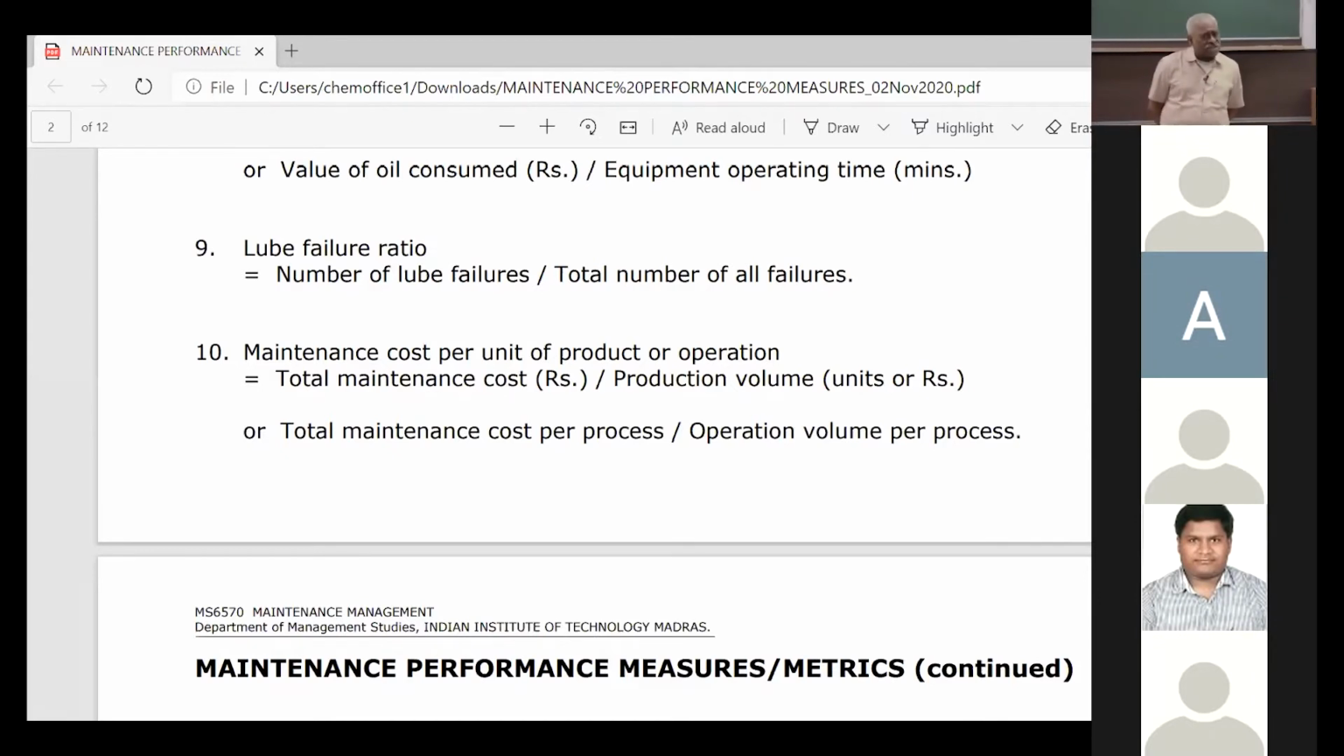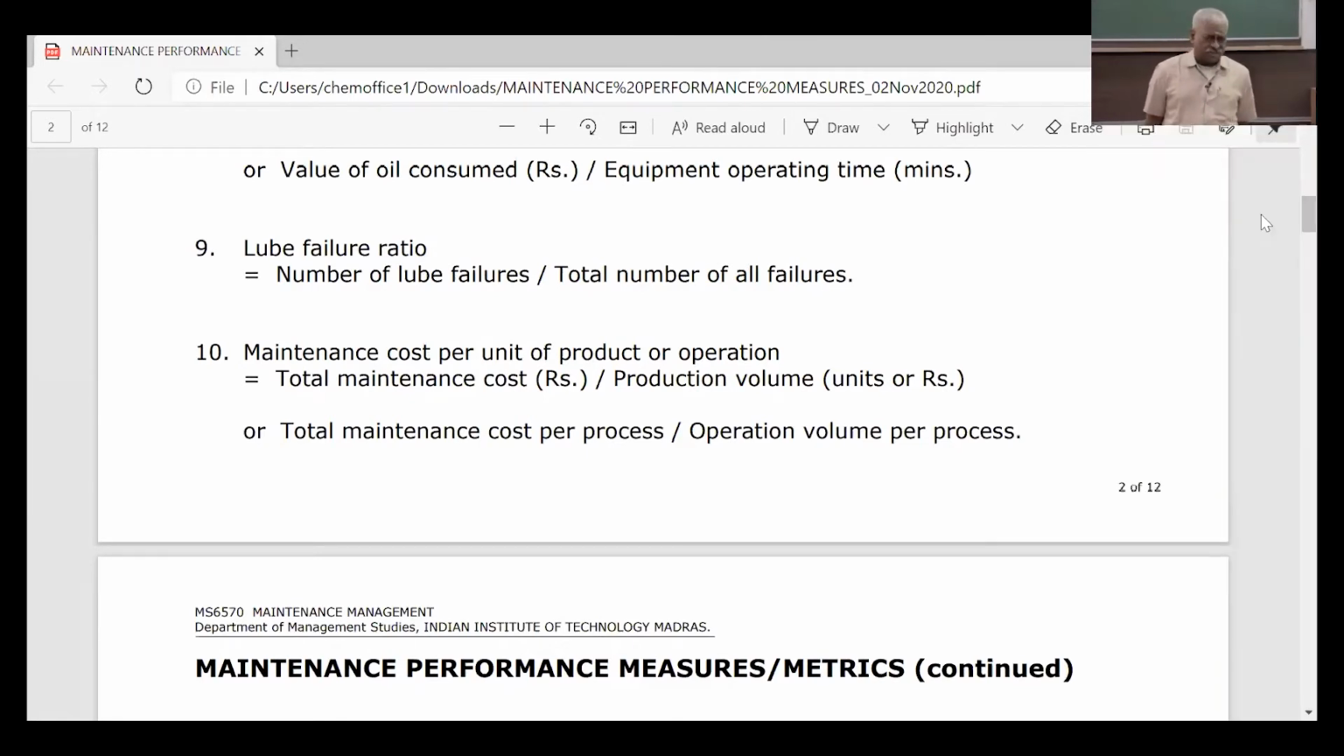I hope my question is clear. Situation 1, denominator is production volume in rupees. Situation 2, denominator is sales revenues in rupees. Numerator remains the same. How will your managerial judgment change in regards to the maintenance effectiveness?